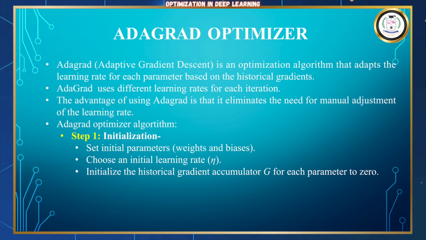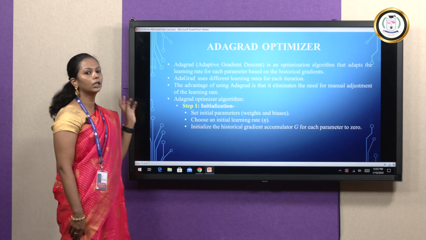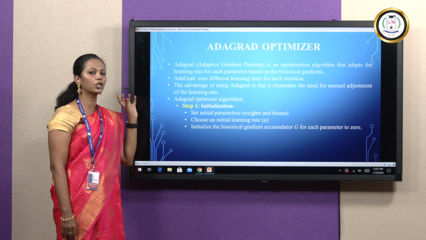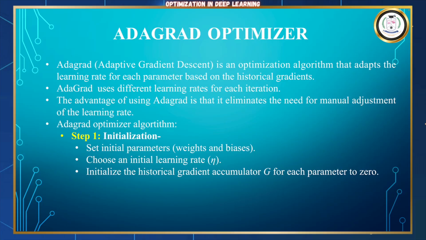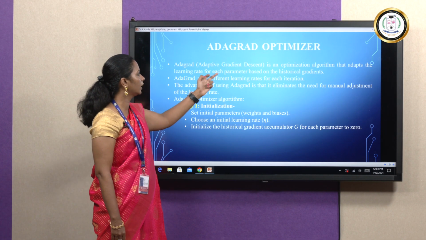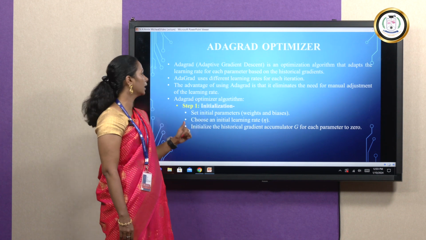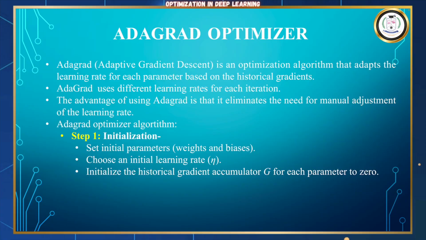So far we saw gradient descent, stochastic gradient descent, stochastic gradient descent with momentum and mini batch. In all those algorithms, your learning rate will be constant. We have to first initialize your learning rate, and it will be constant throughout the training process. And next is Adagrad optimizer, adaptive gradient descent optimizer. Here it will adapt the learning rate for each parameter based on your historical gradient. That is, it will use a different learning rate for each iteration. So what is the advantage here? We can eliminate the need for manual adjustment of your learning rate.